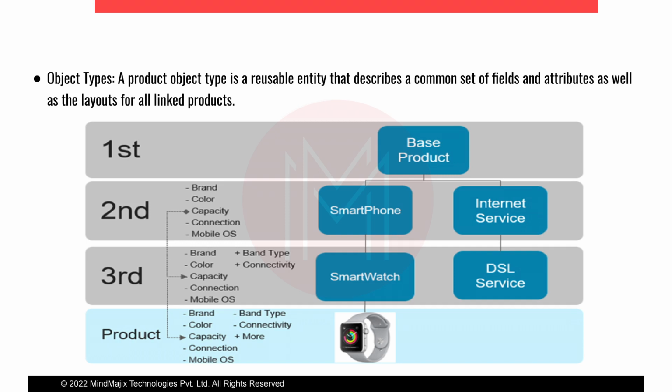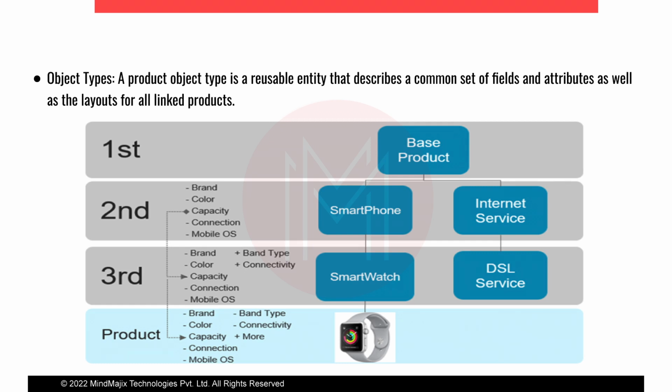Again in the third layer, we reuse these 5 attributes, plus we have 2 additional attributes, band type and connectivity. So we are just inheriting. The second layer attributes are inherited to the third layer, and additionally to the child object type. So this is the root, then the child object type, then a further child. The attributes get inherited to the lower layers, and additionally we can define more attributes as per the requirement.